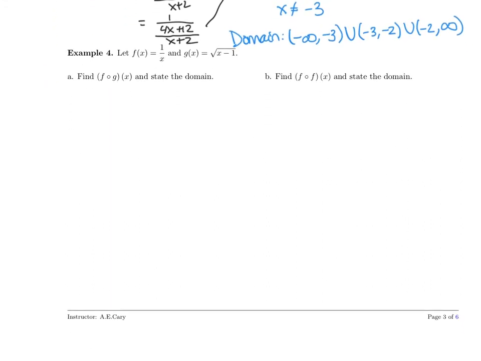All right. Example 4, part A, let f of x be 1 over x. Let g of x be square root of x minus 1. So again, we are finding f of g of x, which is the same as putting those in those parentheses. So again, I'm just showing you both ways. So g is the inside function right now. So I'm going to write out my f of x function because that's the outside one. 1 over square root of x minus 1. I'm putting that g of x function into my f of x function.